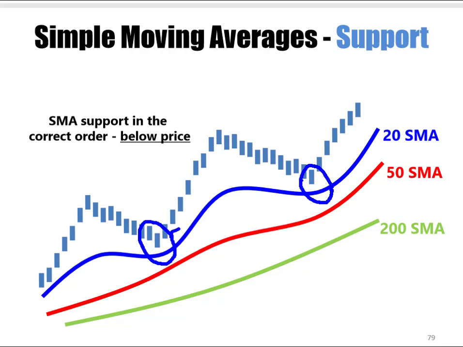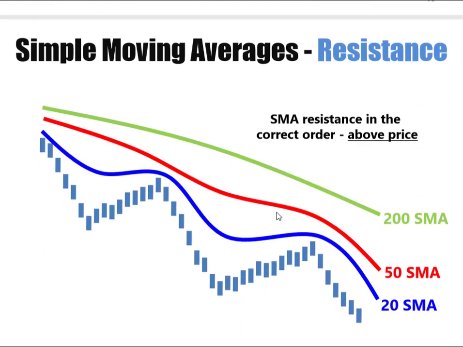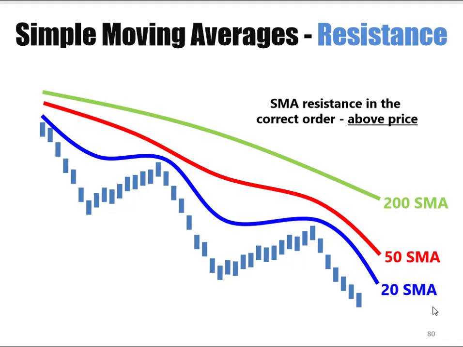So when we're buying, we must see price above all 3 moving averages. When we are selling, we must see price below all 3 moving averages.